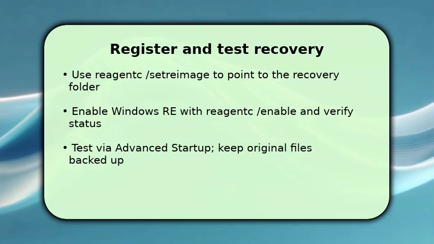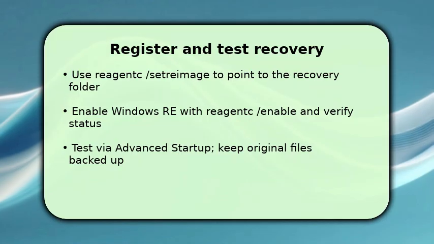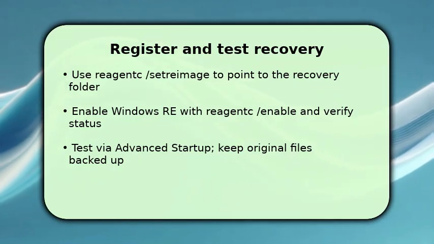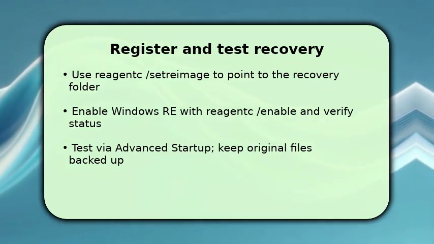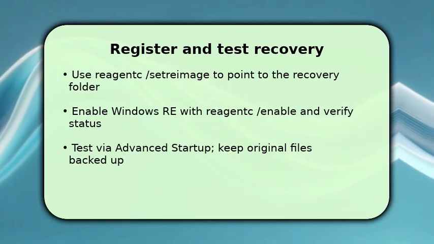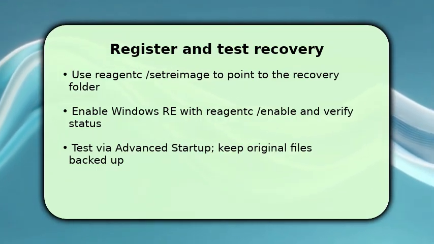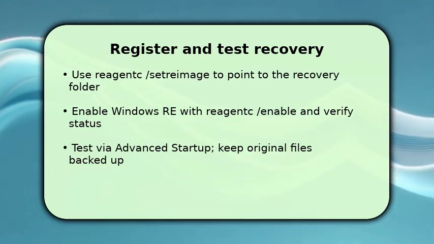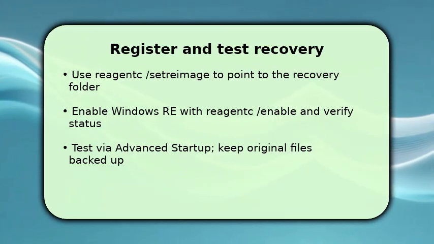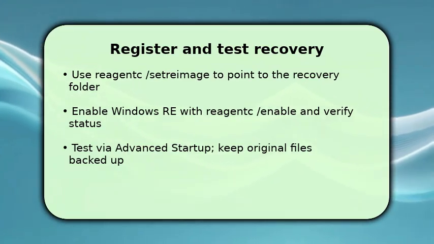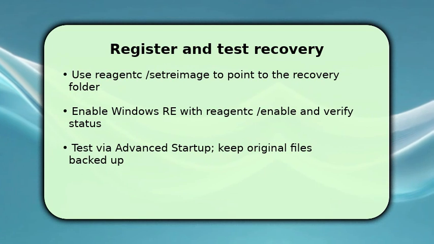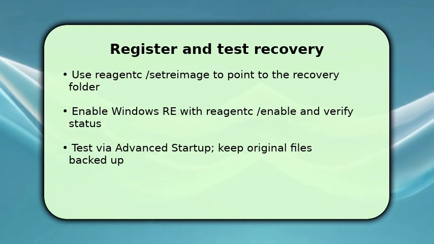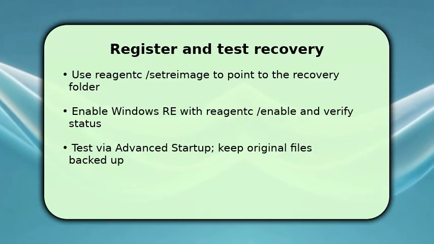Use reagentc /setreimage /path to the recovery folder you copied, then run reagentc /enable to turn Windows recovery environment on. Check reagentc /info to confirm paths and status. Finally, reboot into Advanced Startup to test the recovery option. Choose Troubleshoot and ensure the environment loads. If it fails, make sure the partition is active, the WIM path is correct, and boot files were copied. Repair.